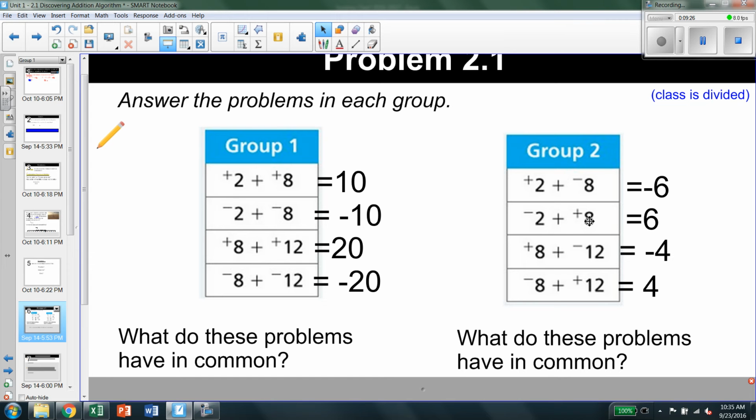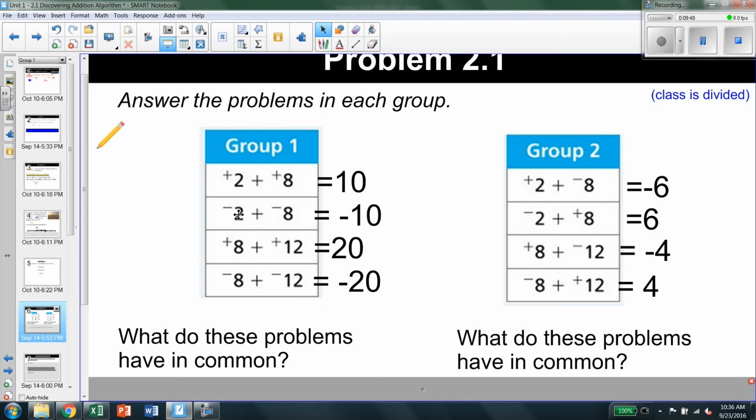Here I'm adding a negative and a positive, positive, negative, negative, positive. So the signs are different in these problems, and you should start to notice something. In these problems, if you were adding 2 positives, your answer was positive. If you were adding 2 negatives, your answer was negative. Right? Because there are no 0 pairs to happen here.